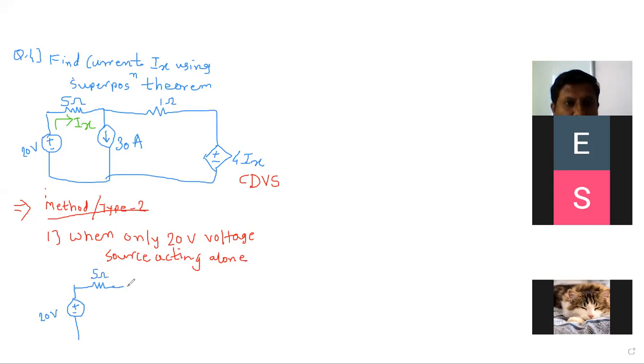30 ampere current source, what to do? What about open? Yes, it is open. And this dependent source, what do we have to do? Keep as it is. Okay, it is active as it is. So it is plus minus. Now 4 into Ix I will keep as it is.